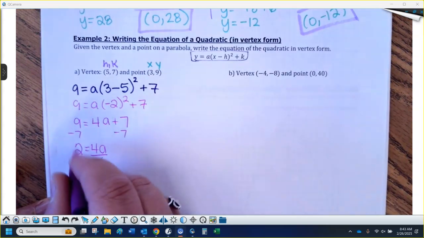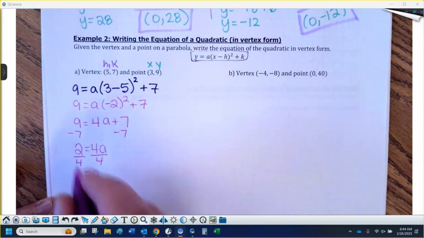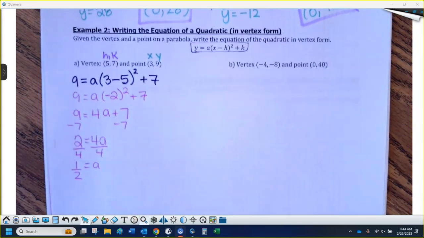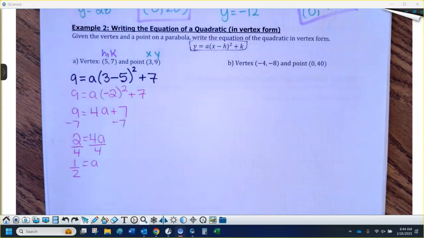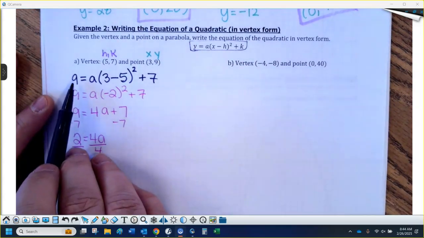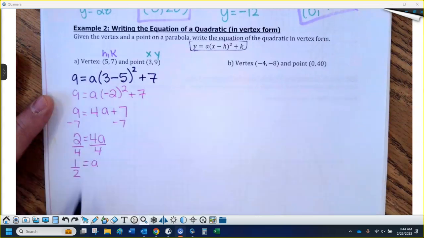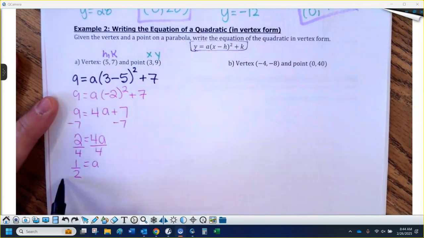1 over 2. People mess that up all the time. So 2/4 is the same thing as 1/2. Now, to actually write the equation, we're just going to have the h and the k, and then we'll have a filled in. In the actual equation, x and y should be variables. So it's going to look similar to this, just where I have the 9, I'm going to put a y, where I have the 3, I'm going to put an x, and where I have the a, we're going to put in the 1/2 that we just solved for.